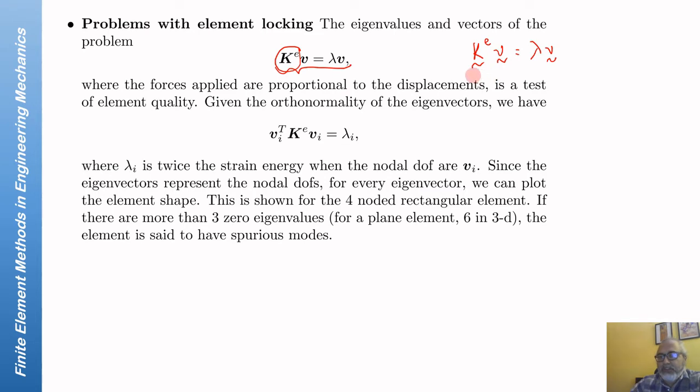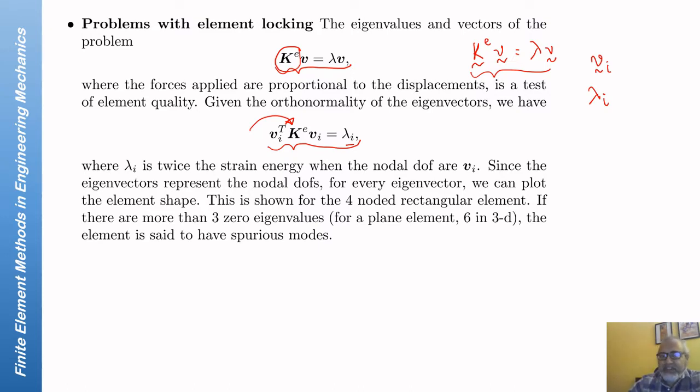If you solve this problem, and if ke is n cross n, you get eigenvectors which are vi and eigenvalues which are lambda i, and you get n of them. These are orthonormal vectors, and you probably know that if I take vi transpose ke vi, I get lambda i. If I take vi transpose ke vj, I get zero. But you can also see that this quantity here is the energy stored for these displacements vi. So this lambda i gives you the energy stored in the ith mode of ke, that is, the energy stored due to the ith eigenvector of the element stiffness matrix.